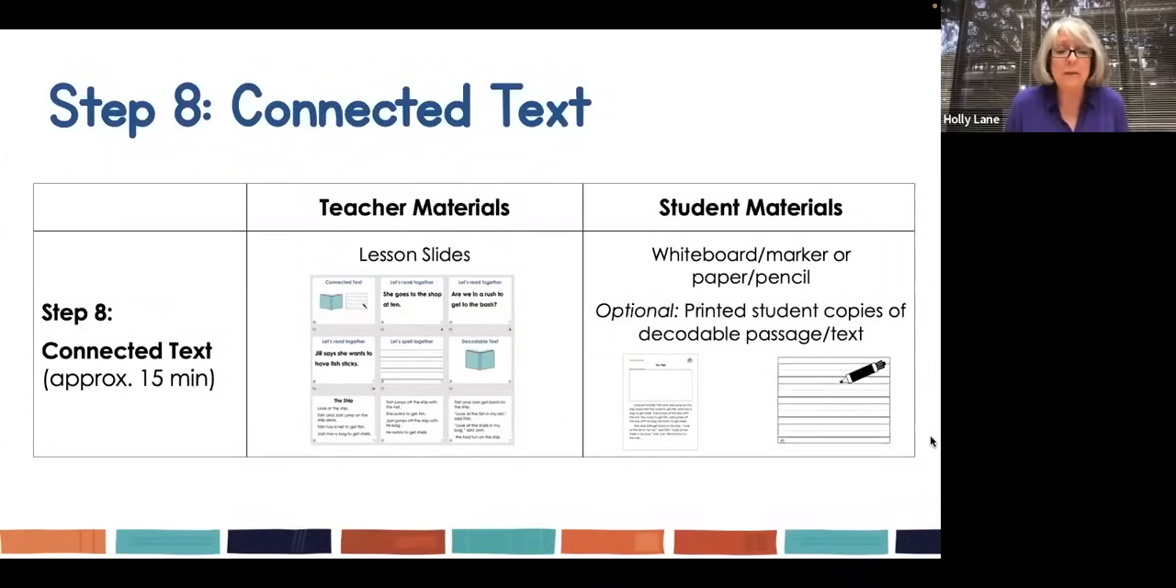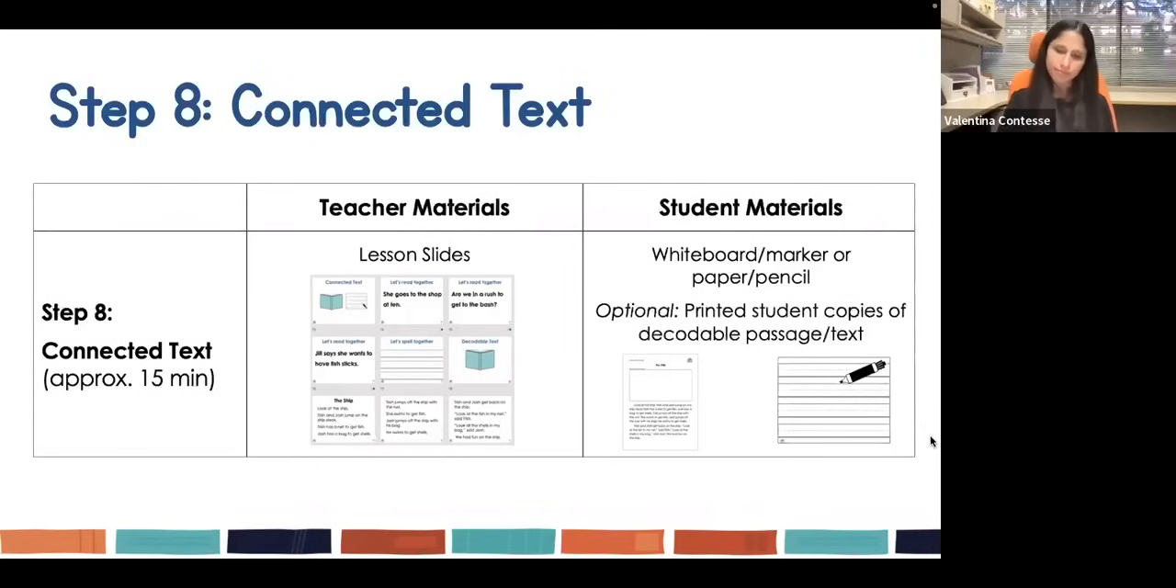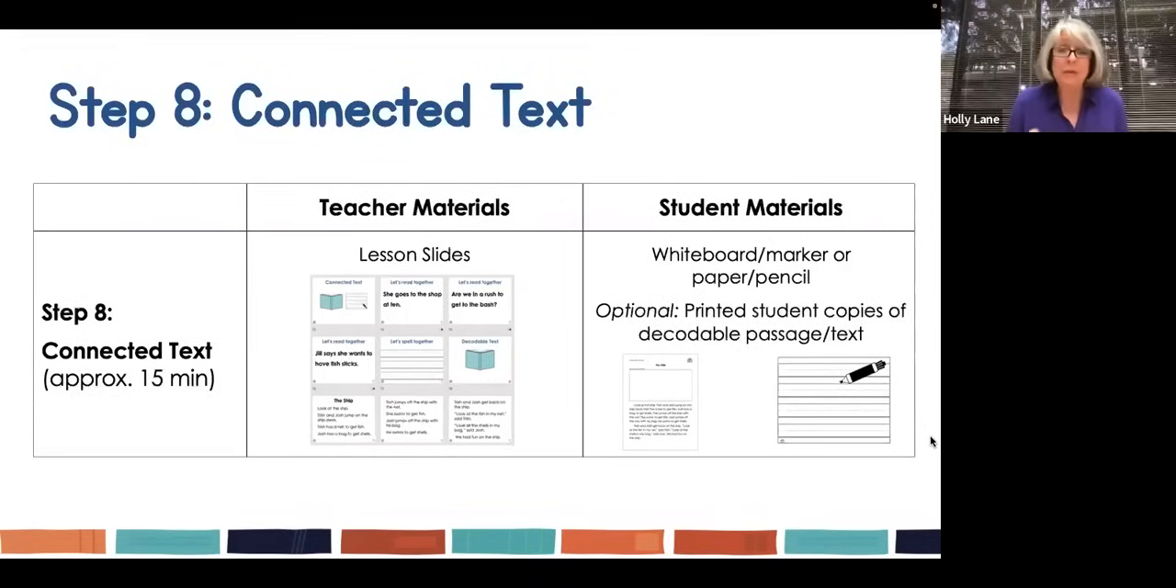So in order to do this, we are going to need some materials. So mostly what you'll need here is the lesson slides. And then for the students, they're going to need something to write on, something to write with, as with many of the steps. And you can also have downloaded from the UFLI toolbox copies of the decodable passage or text. So those passages are embedded in the slides, and you can also have a printable copy. So you can do work with that in class, or you could also send home those decodable texts.